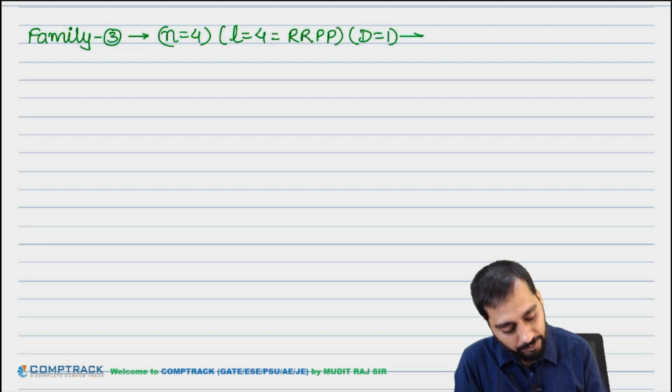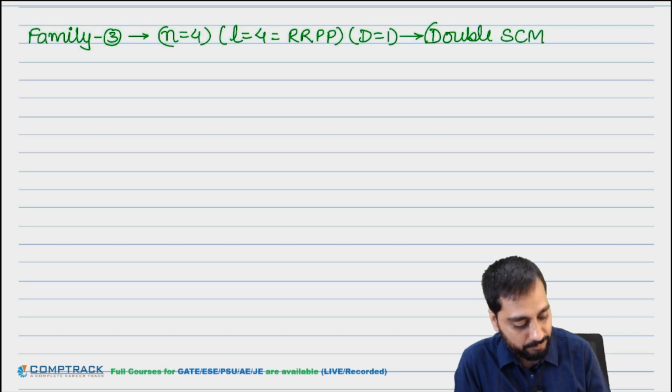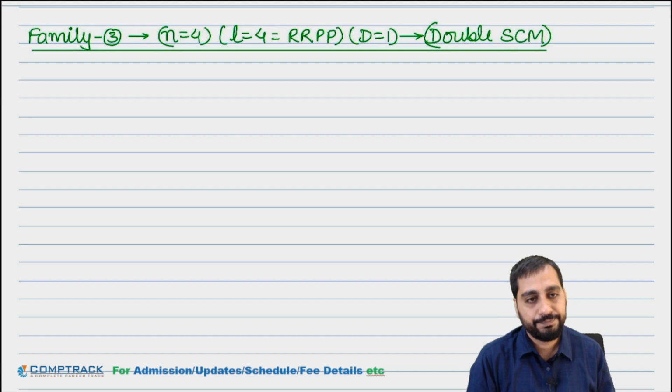Who will be the grandfather here? Grandfather का नाम क्या है यहाँ? Grandfather is double slider crank mechanism. Double slider crank mechanism.